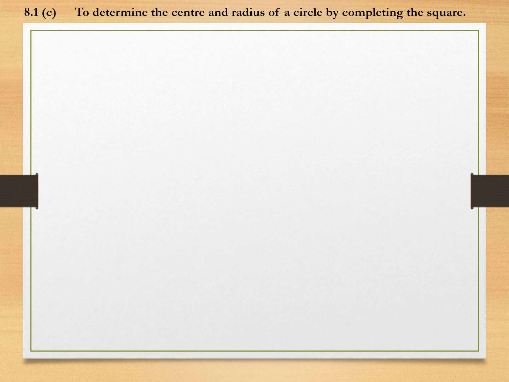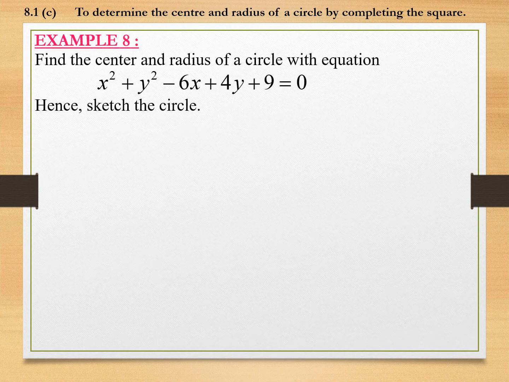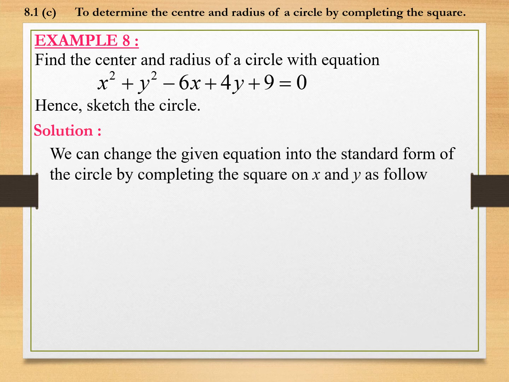To determine the center and the radius of a circle by the completing the square method. Example 8. Find the center and radius of a circle with equation x² + y² - 6x + 4y + 9 = 0. Hence, sketch the circle. Solution. We can change the given equation into the standard form of the circle by completing the square on x and y as follows.